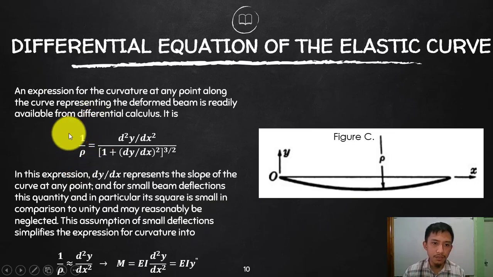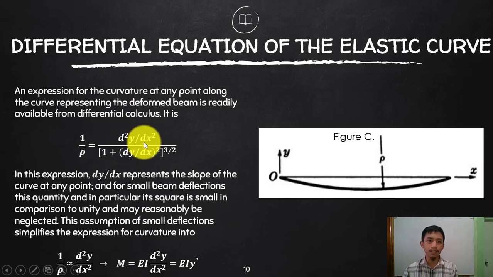And that curvature, which is derived from your differential calculus, is equivalent to the second derivative of y with respect to x all over the quantity 1 plus the square of your first derivative, the quantity raised to 3 halves. Okay, so this is derived from your differential calculus. You can go back and check that one. So this is your curvature.